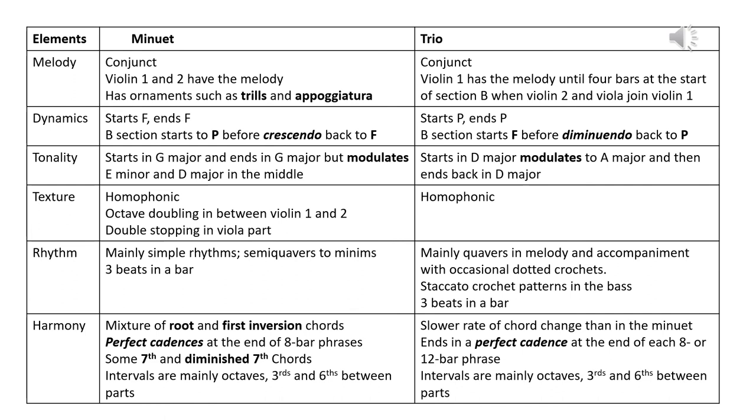There's a slower rate of chord change in the trio than in the minuet, with the chords only changing every 2 bars. In the minuet, remember, it changes on every single beat. Then, after the trio, we go back again to the beginning to the minuet. Remember, the minuet starts in G major, but modulates to E minor and D major in the middle.